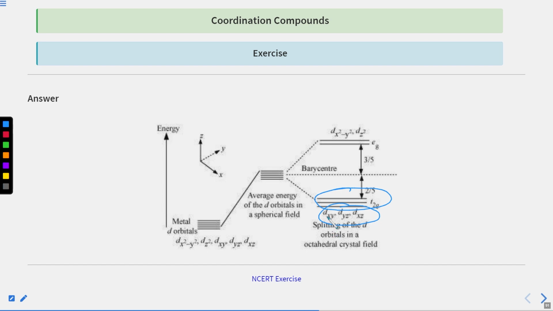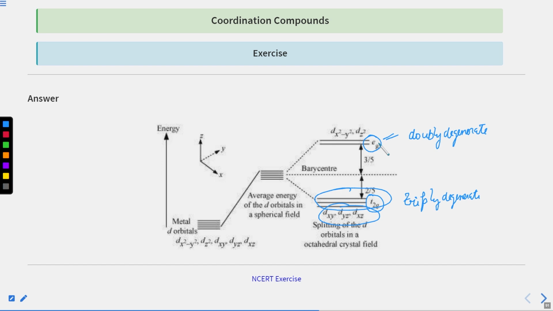Now, coming to the symbols, this is EG and this is T2G. T2G means triply degenerate. Triply degenerate means 3 orbitals are there which have the same energy. Degenerate means same energy. So this is triply degenerate, and E means doubly degenerate. So EG and T2G, this is the meaning of this.